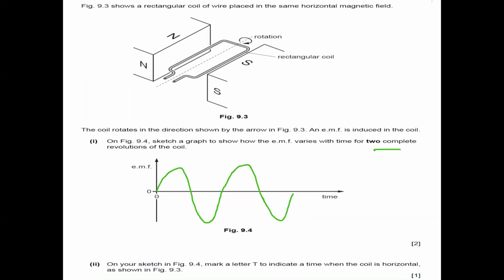And the second part, on the figure, mark a letter T to indicate the time when the coil is horizontal. So when the coil is horizontal, it will have a maximum induced EMF. So I can mark, this is the time where it is horizontal, or I can mark T here as well. This is the time when it is horizontal, because when it is horizontal, the induced EMF is maximum. When it is vertical, the induced EMF is minimum.